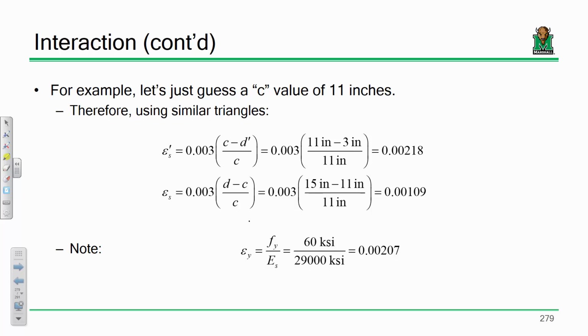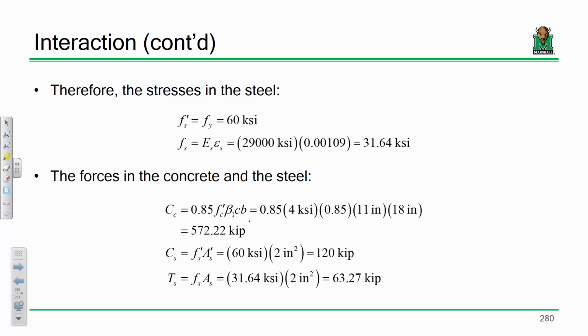Is this upper layer yielding? Yes. Is the lower layer yielding? No. So we've got a situation where the upper layer yields and the lower layer doesn't. So for the upper layer, the stress is 60 ksi. For the lower layer, the stress is E times the strain. Everybody okay with that?